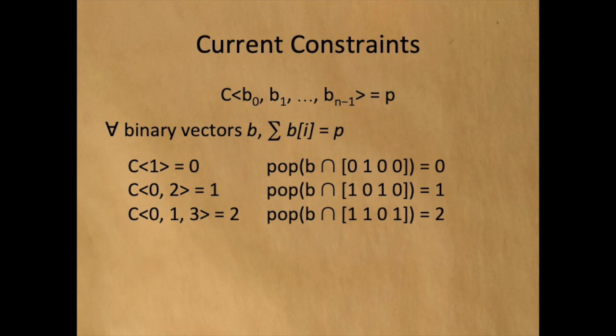So for example, the constraint 0, 2 equals 1 means that the population of b intersect 1, 0, 1, 0 must equal 1. Different constraints refer to different bits within the vector and different populations. And we have found we can combine different constraints to represent both factoring and packing problems. Once we redefined factoring and garbage can packing in terms of the new constraints, lots of things began to work.